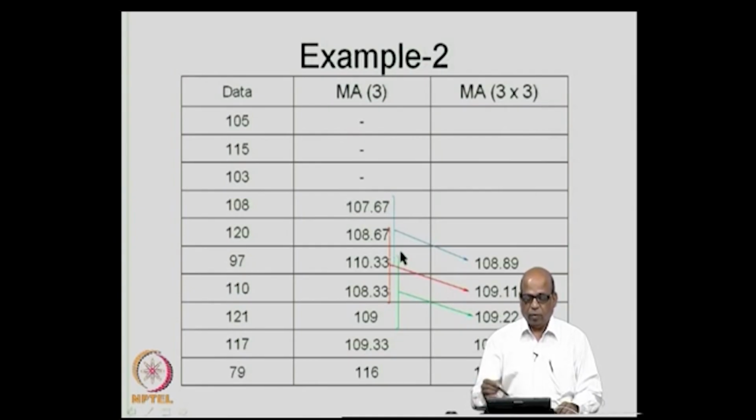Then, as I demonstrated here, we go to 2 orders of moving averages. We take the averages of the moving averages themselves. For example, we take 3 moving averages, take the average and call it a forecast and so on. So, these are methods based on averages of data for forecasting.